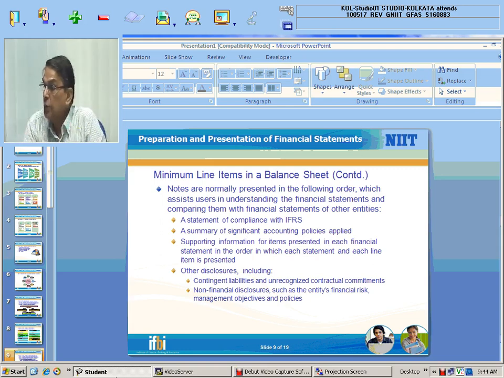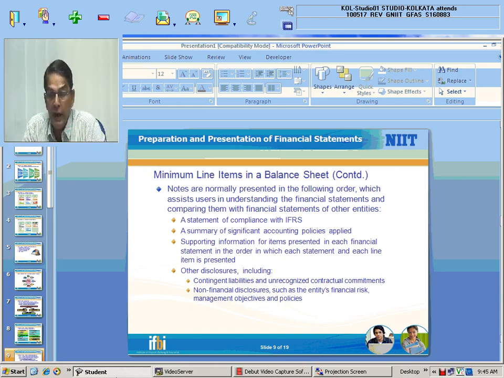Notes to financial statements: how are they presented? Notes are normally presented in the following order, which assists the user in understanding the financial statements and comparing them with the financial statements of other entities. So there is a specific order in which the notes to financial statements should be presented. First is the statement of compliance with IFRS. Then second will be a summary of significant accounting policies applied. So the entity has to disclose what the significant accounting policies applied for preparation of the financial statements are.